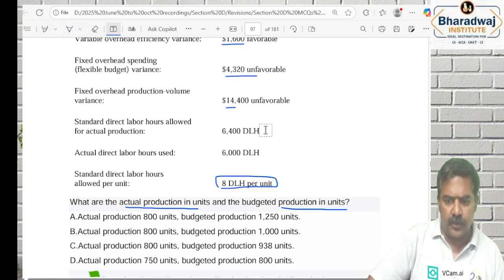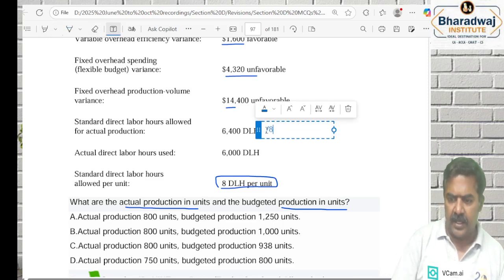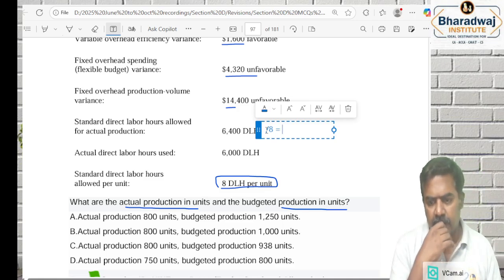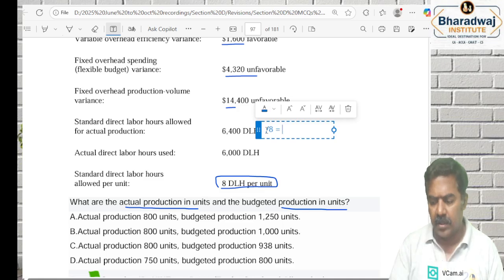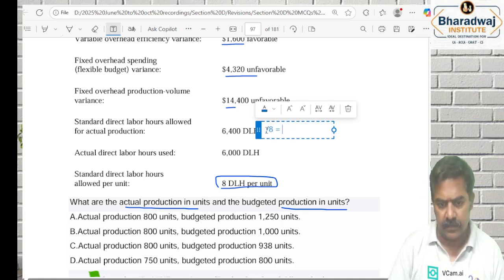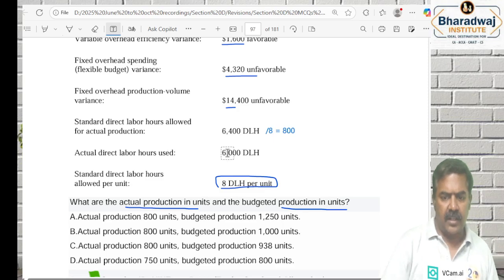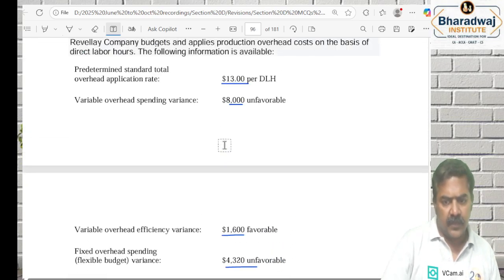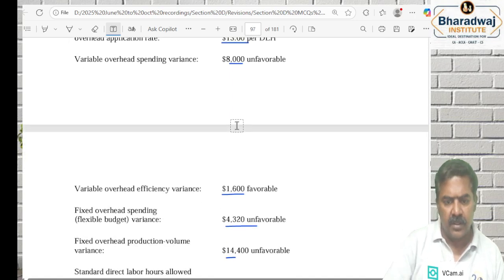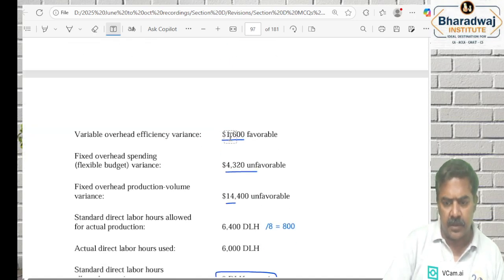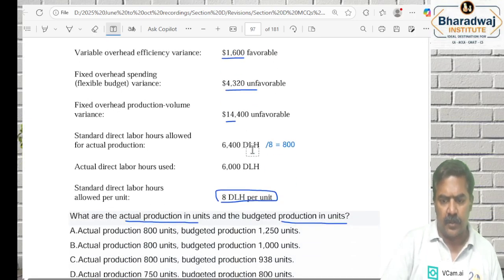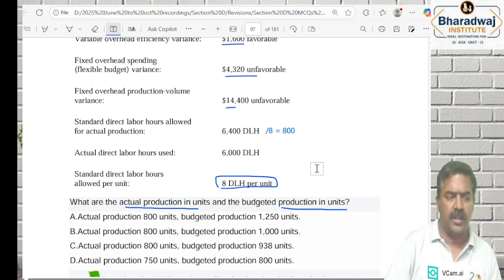Simple, 6,400 direct labor hours divided by 8 hours allowed, how much do you get? 800 units. Actual direct labor hours used is given to us. Look at this, what is the predetermined application rate? 13 is given. Efficiency variance is how much? 1,600 favorable is given. So try to work it out.